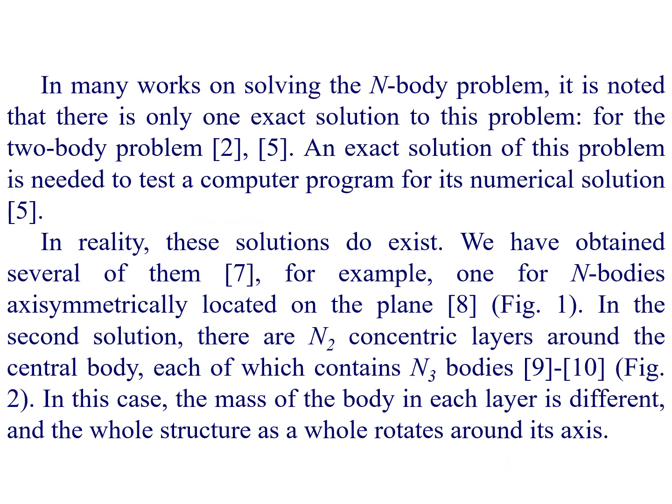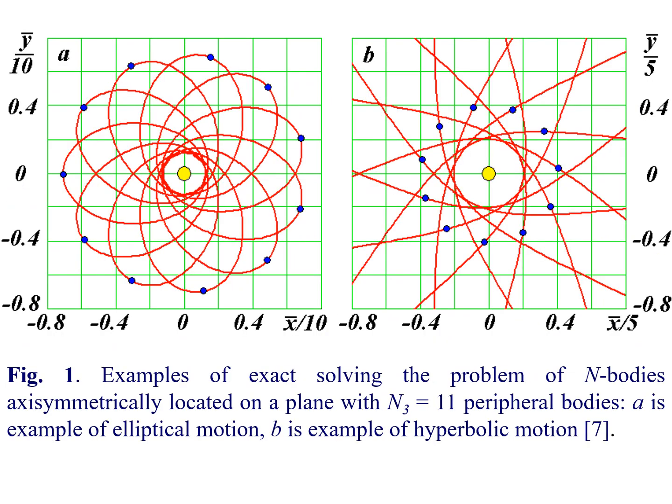In many works on solving the n-body problem, it is stated that there is only one exact solution, for the two-body problem. An exact solution of this problem is needed to test a computer program for its numerical solution. In reality, these solutions do exist. We have obtained several of them. For example, one for n bodies axisymmetrically located on the plane.